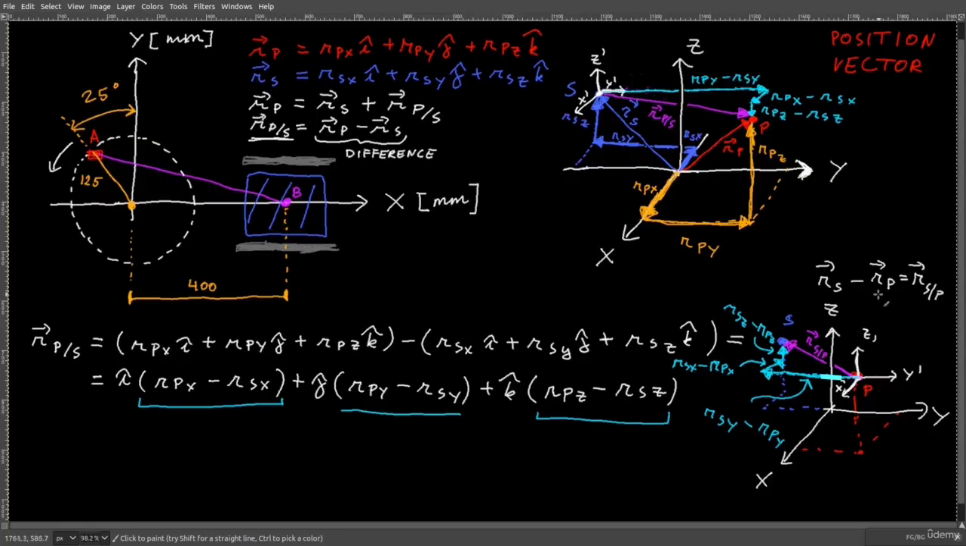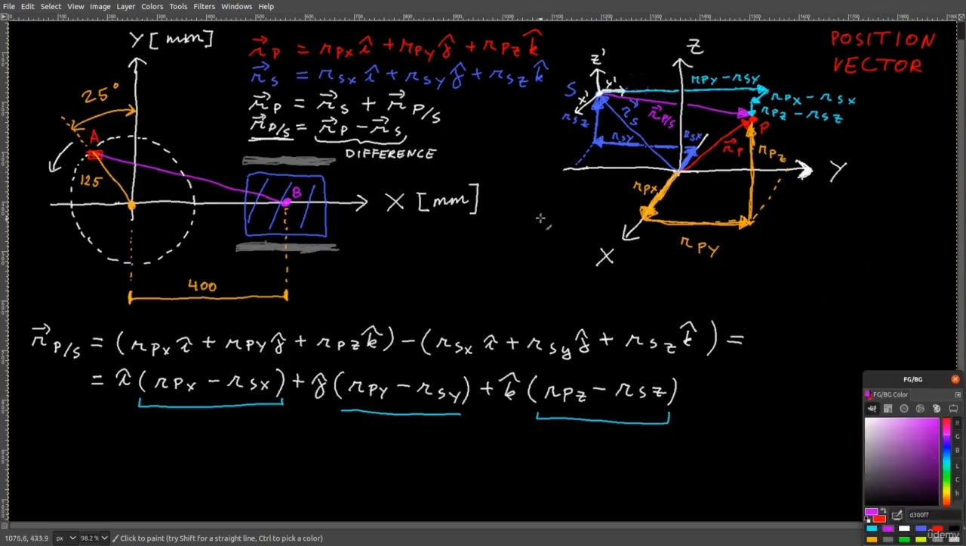And it makes sense because now you don't have r_p minus r_s. You have r_s minus r_p. However, our case was r_p minus r_s. This was our case. So let's stick with that.